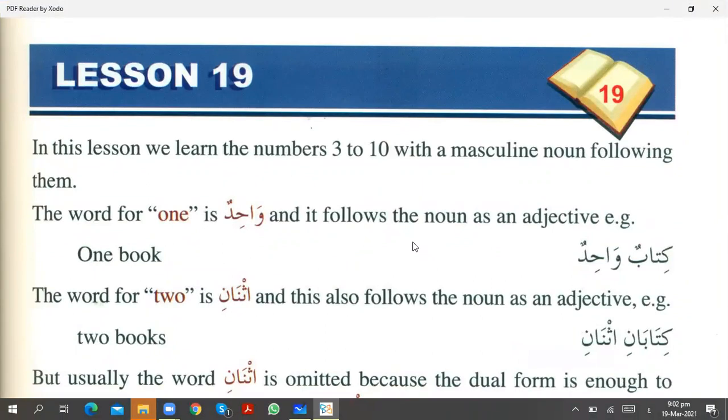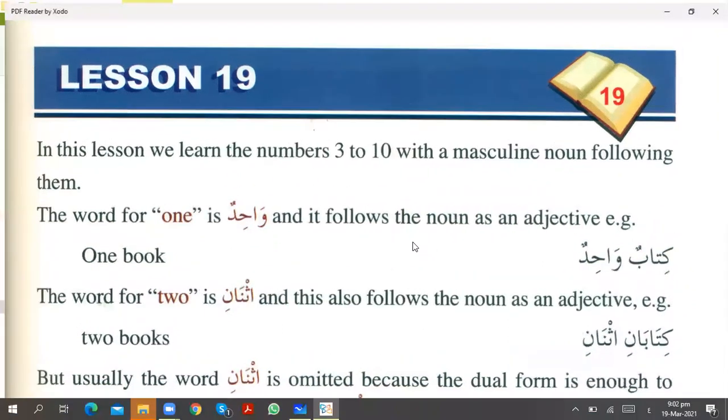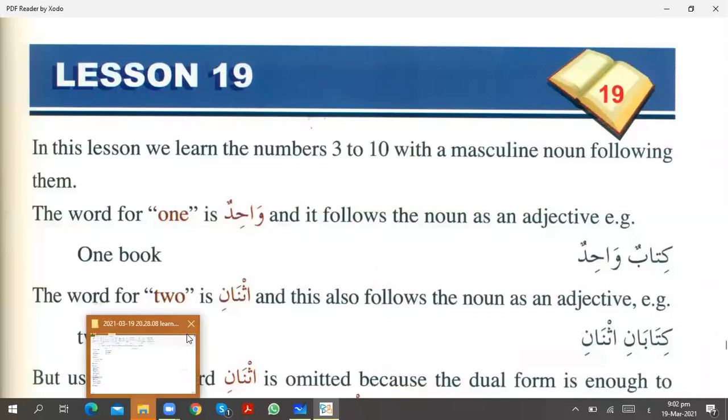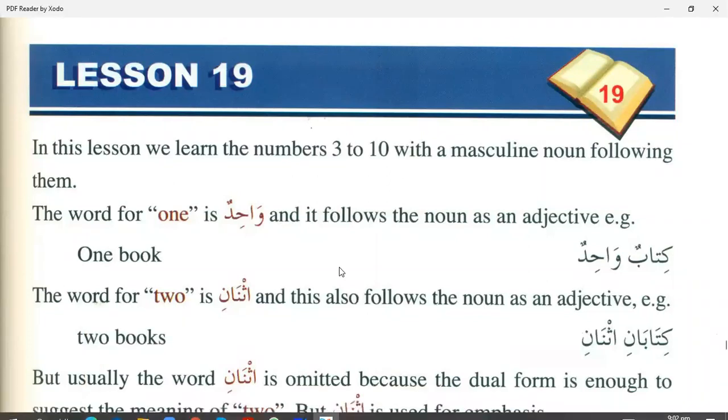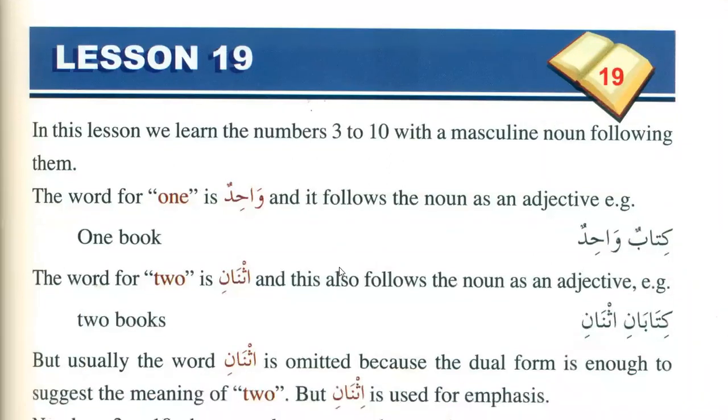So Miss Amin Abdi Hassan, read. In this lesson, we learn the numbers 3 to 10 with a masculine noun following them. The word for one is wahidun, and it follows the noun as an adjective. Kitabun wahidun, one book.